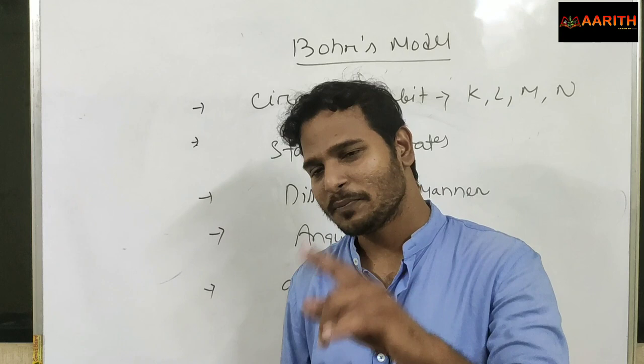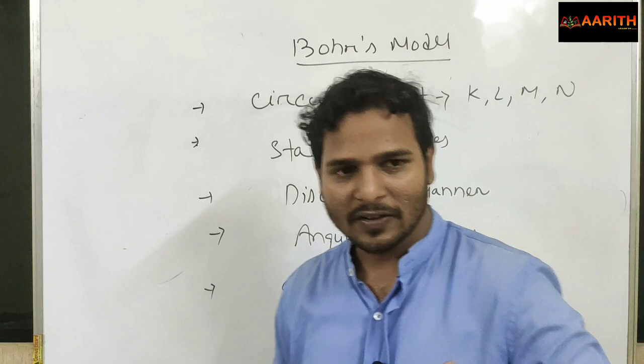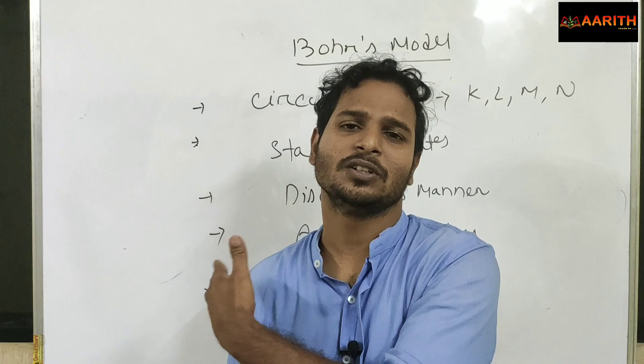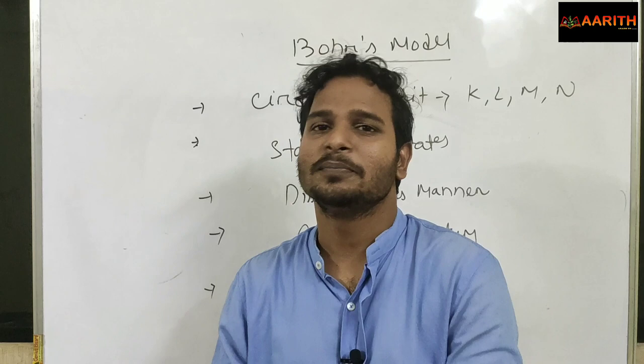So the third point is very important, that is the electron's movement in a discontinuous manner. When you go along a straight line, if you go on a straight road, you can go 1.1 meter, I already told you, 1.1, 1.2, 0.9, we can measure. But if you are going on stairs, there is no stair numbered 1.5. So that is in a discontinuous manner.